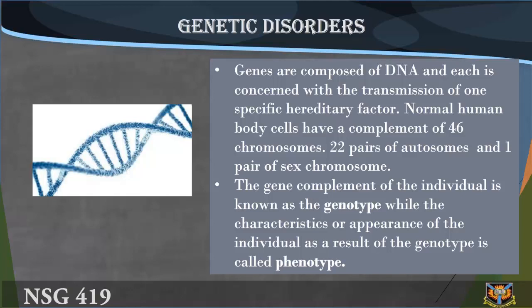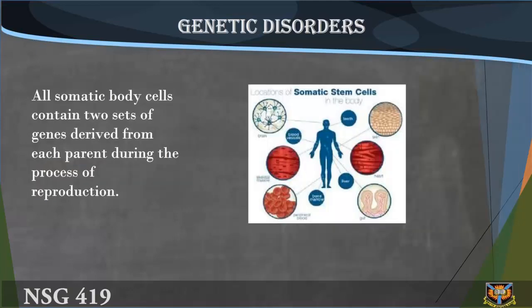Normal human body cells have a complement of 46 chromosomes: 22 pairs of autosomes, and 1 pair of sex chromosomes. The gene complement of the individual is known as the genotype, while the characteristic or appearance of the individual as a result of the genotype is called phenotype. All somatic body cells contain 2 sets of genes derived from each parent during the process of reproduction.